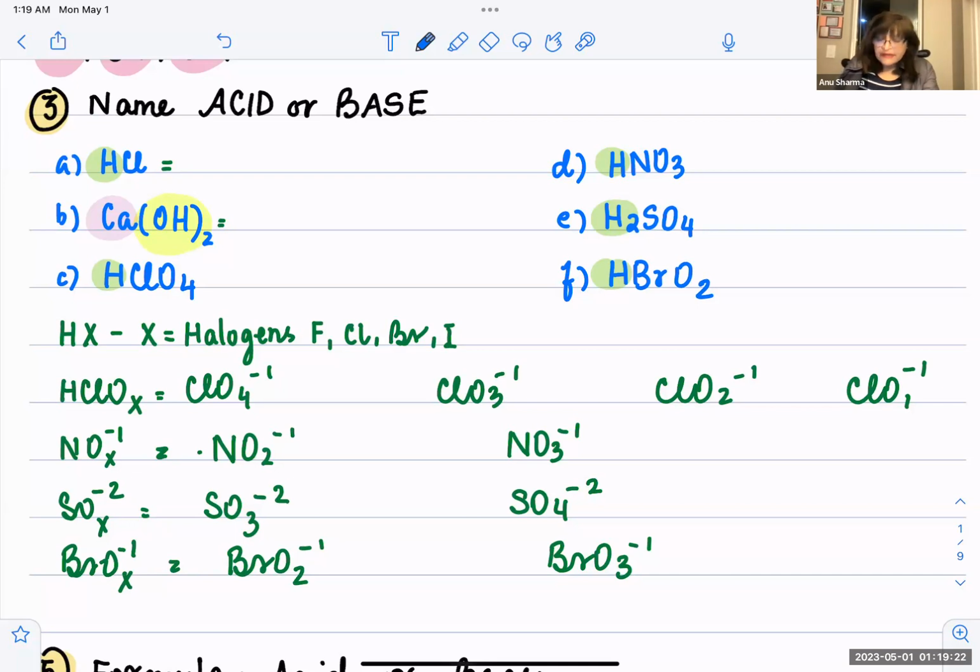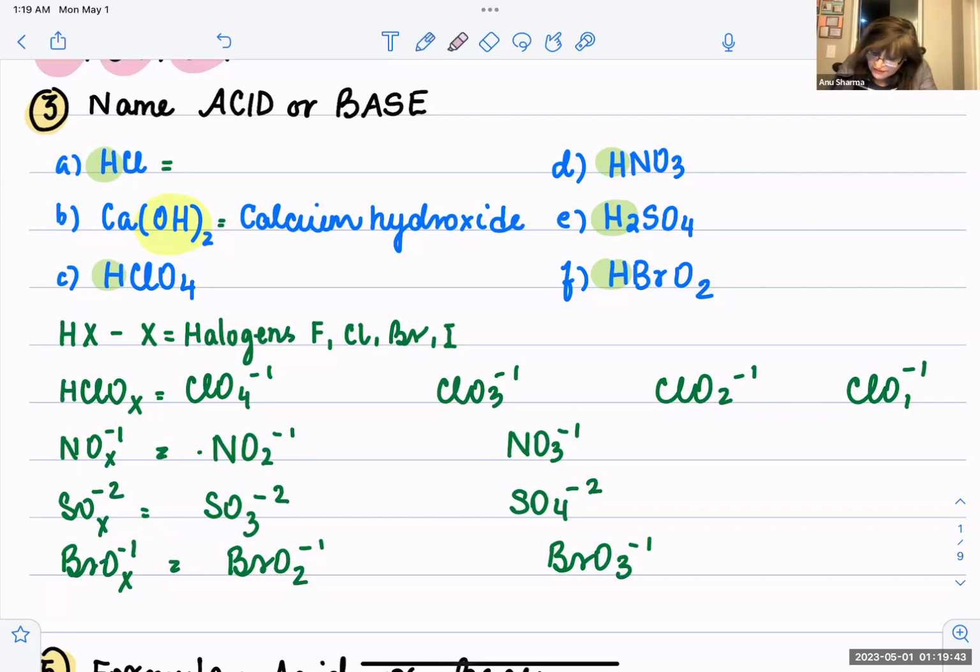Regardless of what the metal is, you write down the name of the metal and then simply put hydroxide. So this becomes calcium hydroxide. And that's the name. Okay, so that ends it. Next thing is, as I said, you need to recognize the polyatomic ions and the nonmetals.